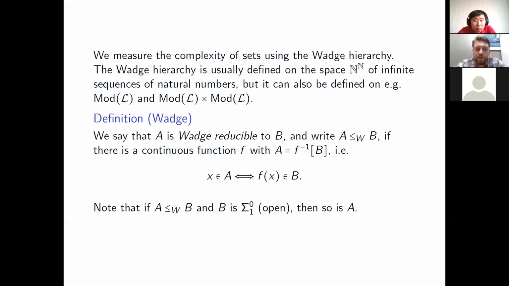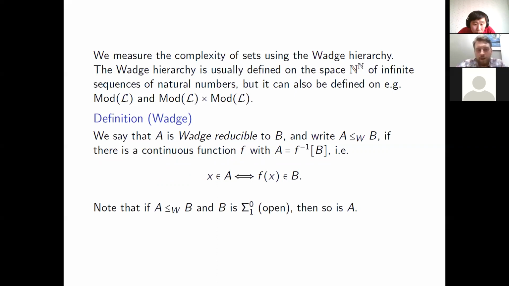Basically what you say is that if you have two sets A and B, then A is Wadge reducible to B if there's a continuous function f that takes things in A and gives you things in B. Anytime you get something in A, you should get something in B, and if you get something that's not in A, then you should get something not in B. So you think of f as helping you translate between questions. It lets you reduce the question of asking, is something in A, to the question, is something in B.